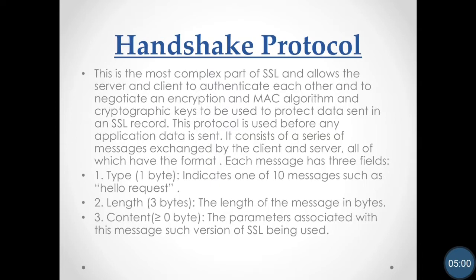Second protocol is handshake protocol. This is the most complex part of SSL and allows the server and client to authenticate each other. This protocol is used for authentication between server and client, and to negotiate an encryption and MAC algorithm and encryption keys to be used to protect data sent in SSL record. This protocol is used before any application data is sent. It consists of a series of message exchanges between client and server.